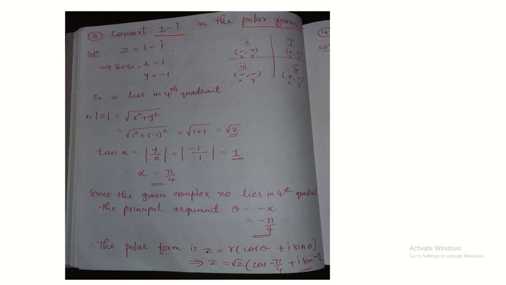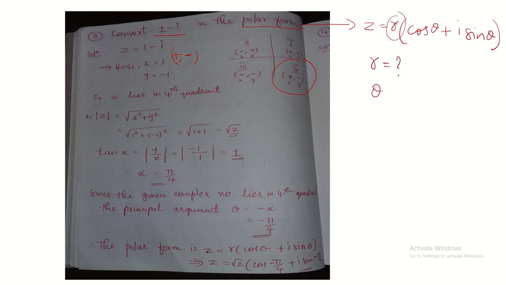Now x is positive and y is negative. So which quadrant? Plus and minus. That should be the fourth quadrant, right? So z lies in the fourth quadrant. What is polar form? Polar form should be z equal to r into cos theta plus I sin theta. This is the formula for polar representation. Now you have to find what is r and what is theta.